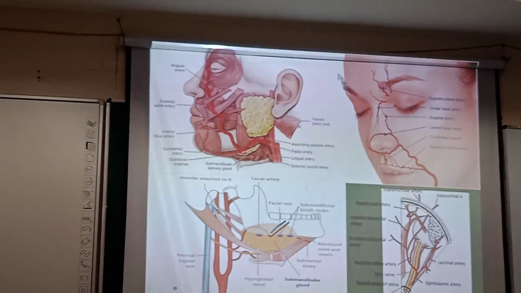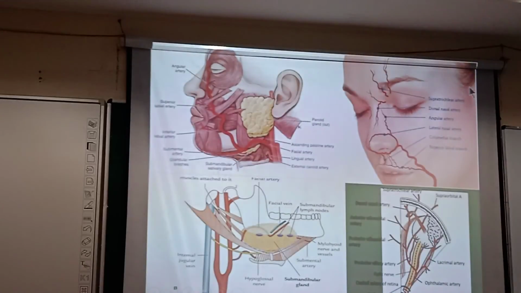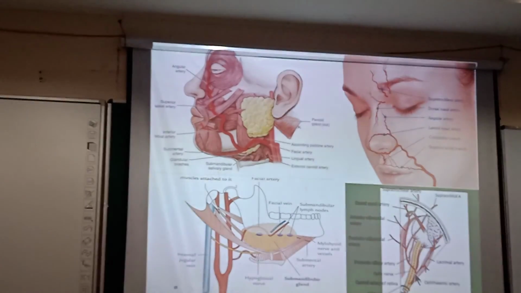This is the angular artery. It gets anastomosed with the inferior division of the dorsal nasal artery. Here it is, the dorsal nasal artery. The dorsal nasal artery is the terminal branch of the ophthalmic artery. Here lies the ophthalmic artery, one of the branches of the internal carotid.